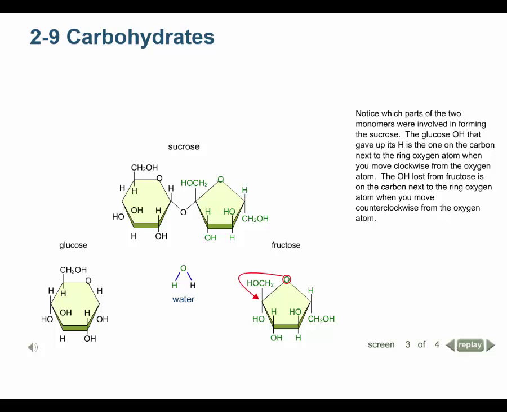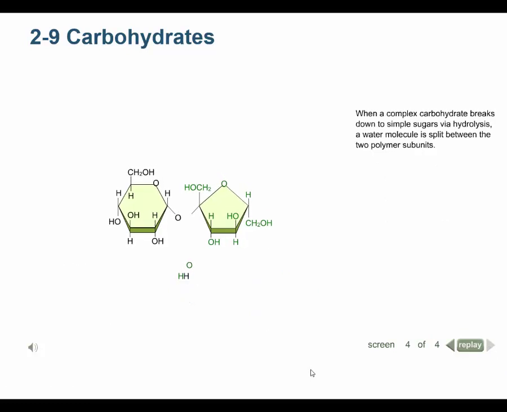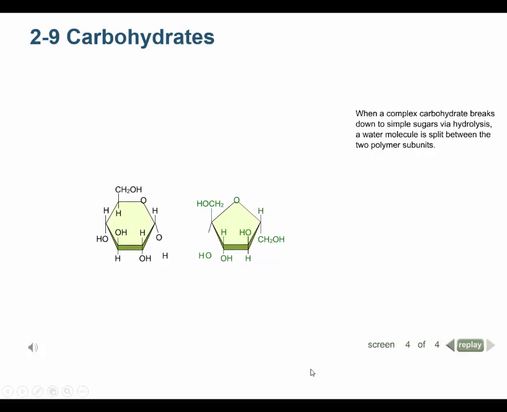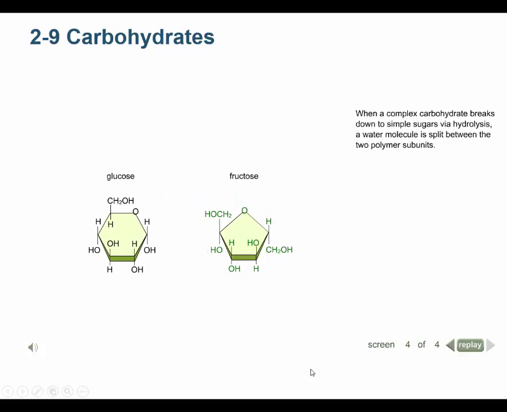You don't have to memorize that. That's a lot of biochemistry. I'm not going to ever ask you where the H and OH came from in dehydration synthesis. I just need you to know that dehydration synthesis is combining two monomers together with the formation of water. When a complex carbohydrate breaks down to simple sugars via hydrolysis, a water molecule is split between the two polymer subunits. Okay, that's it.